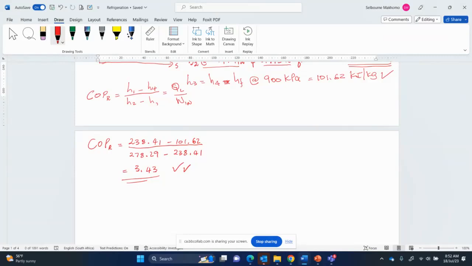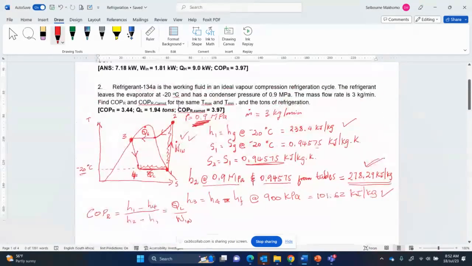Now, the next question says calculate what? Let's see. Calculate the tons of refrigeration. I'll come back to COP R later. Tons of refrigeration, I said this tons of refrigeration, this guy here is the same as QL. But in this case, this guy is in tons, not in kilowatts. So tons of refrigeration is coming from H1 minus H4, but the units are in tons, not in kilowatts.